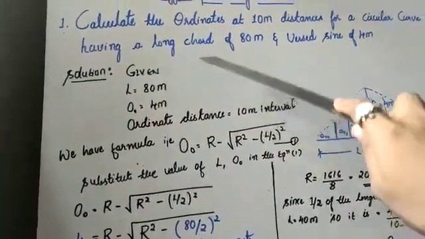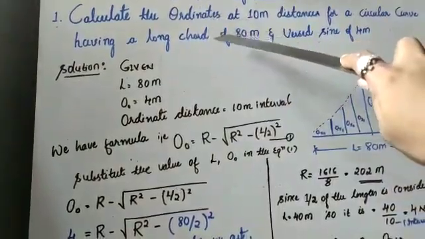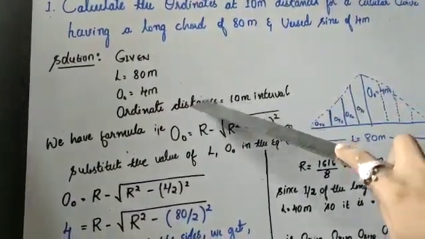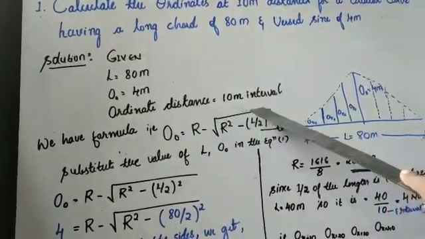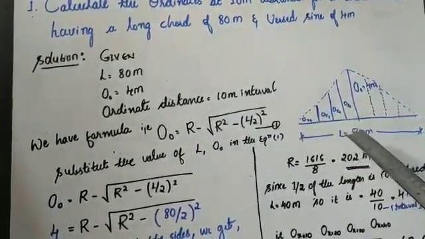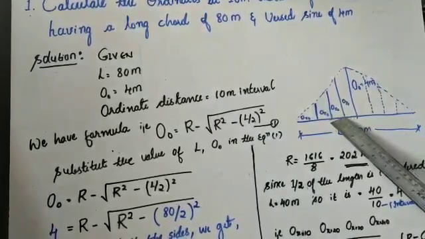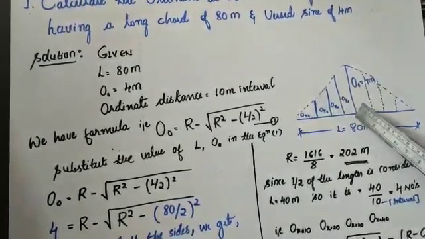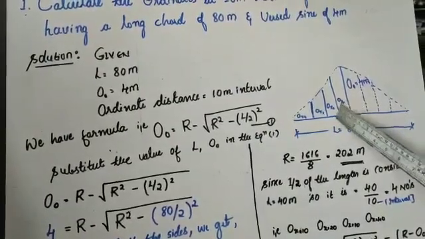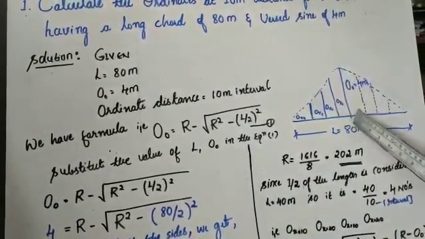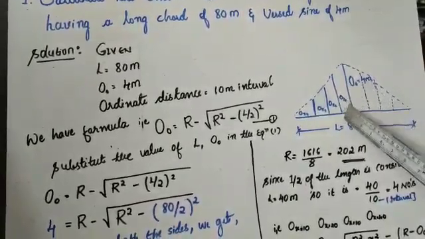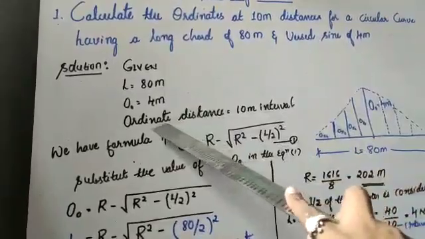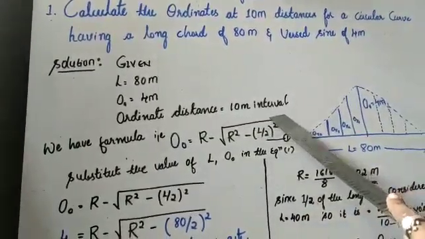So here they have given that calculate the ordinate at 10 meter distance. Whatever the ordinate distance they have given, it is the interval, that is, for every 10 meters one ordinate is placed. So this distance from the base O to OX1, that distance is known as the ordinate distance, and the 10 meter interval is set. So here the ordinate distance is taken as a 10 meter interval.